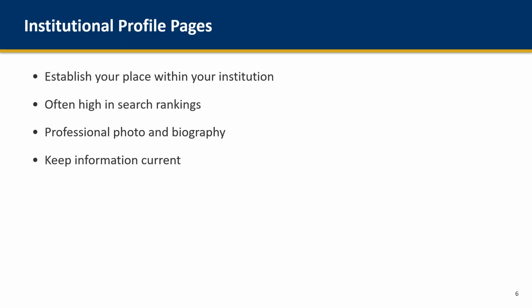These pages rank highly in search results because university domains carry authority. When people search your name, your institutional profile often appears on the first page of results. This prominent placement means your institutional profile strongly shapes initial impressions.